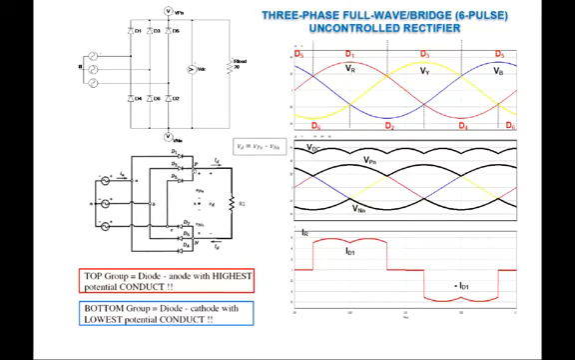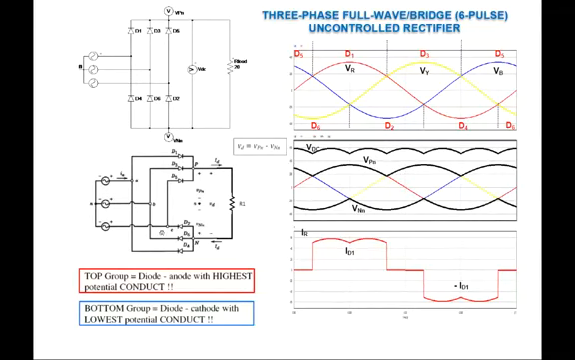So the output voltage, if you refer to this point, the P and N, the output from that P to N will follow the envelopes of the supply voltage, the positive envelopes of the supply voltage. So that will be your VPN.